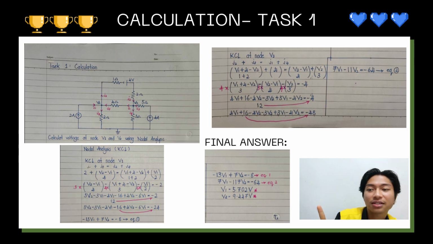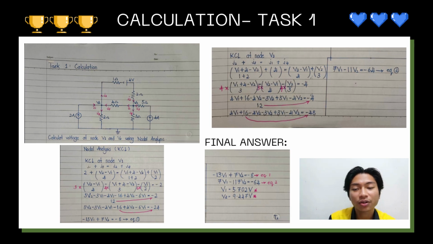And next is KCL at node V2. For V2, I2 plus I3, which is the current entering, equals I1 plus I4, the current leaving. And we did the same as with V1. We create an equation. And lastly, we get the final equation at V2, which is 7 V1 minus 11 V2 equals negative 64. And that is equation 2.